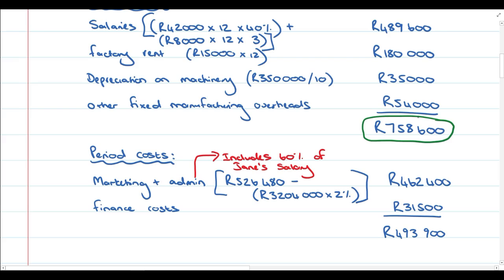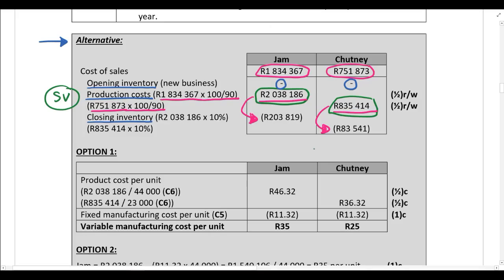But the problem is we have the fixed portion in total. We don't know what portion of this cost relates to jam and what portion relates to chutney. So first, what we are going to have to do is split the fixed cost between the two products. Then once we've split the fixed cost between the two products, we can take the total product cost for each of the products, subtract the fixed portion, and you'll then be left with the variable portion.